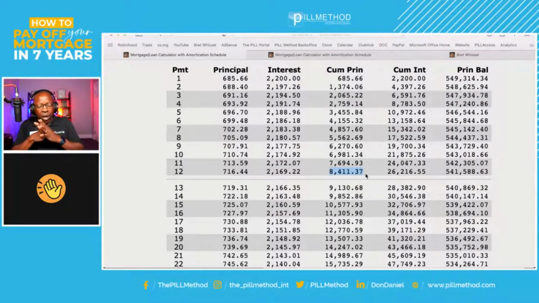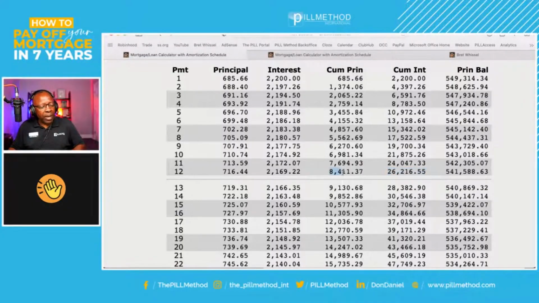A cumulative principal, how much money will we pay down on the principal in 1 year? $8,411.37. And how much total interest does the bank want? Over 26,000. Wow. Okay, so here's my question.